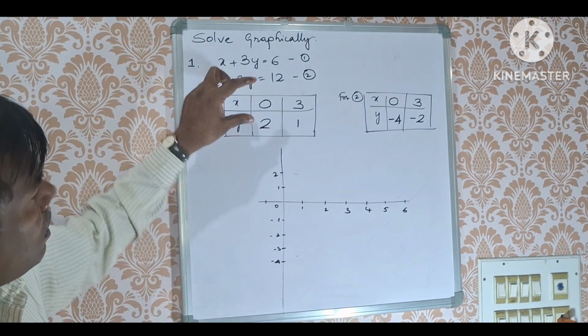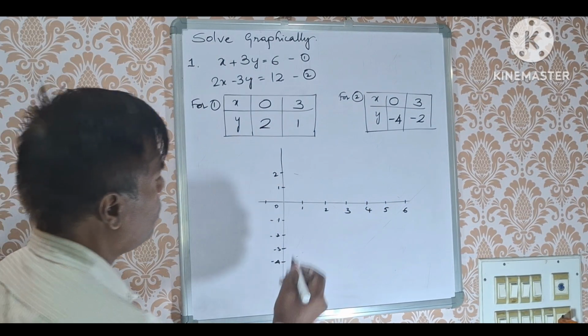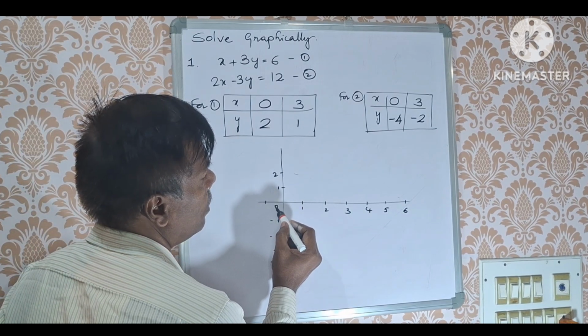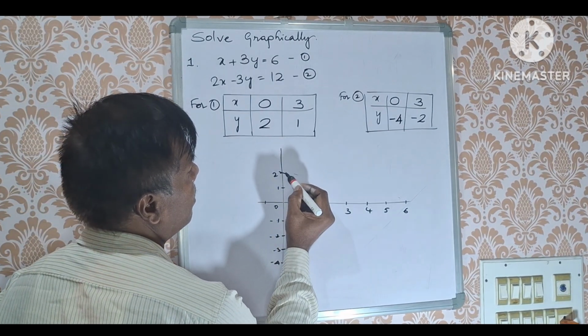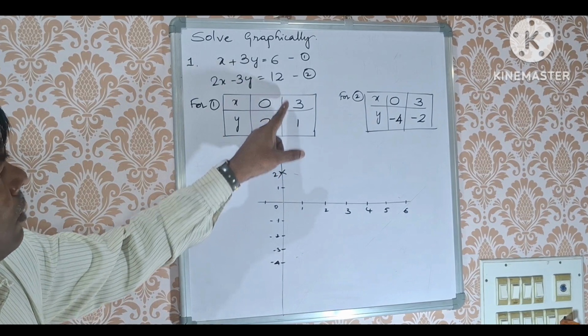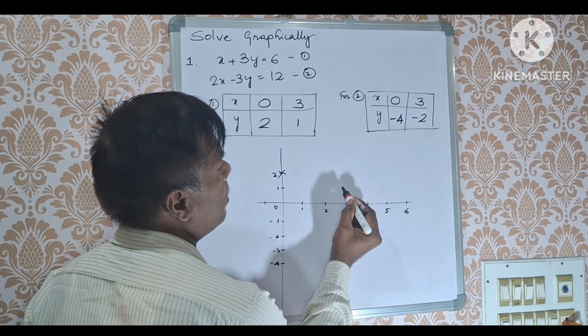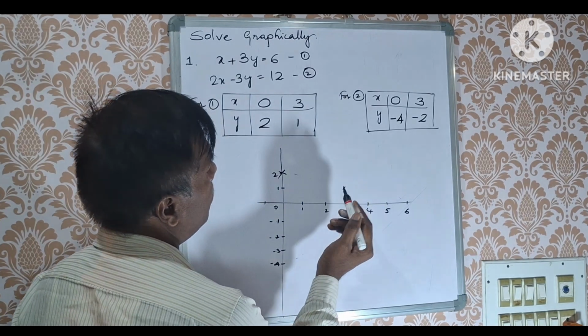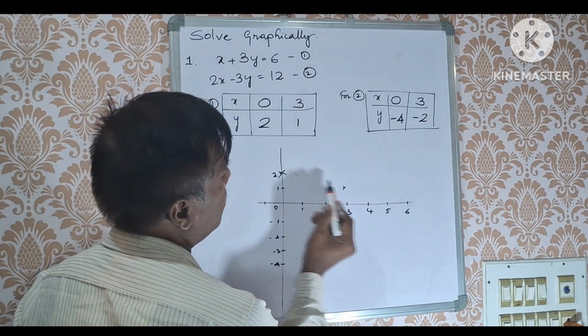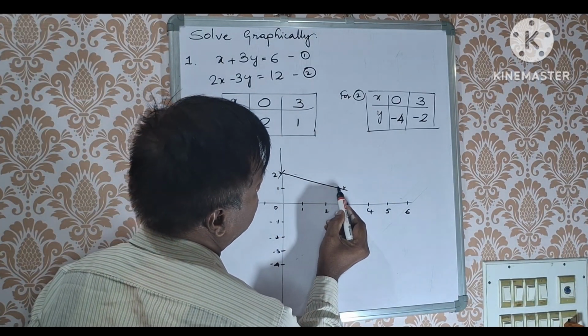If I draw the graph for these 2 points, (0, 2): 0 on the x-axis, 2 on the y-axis, this will be the point. (3, 1): 3 on the x-axis and 1 on the y-axis, this will be the point. Okay. If I draw a graph for this, I will get a graph like this.